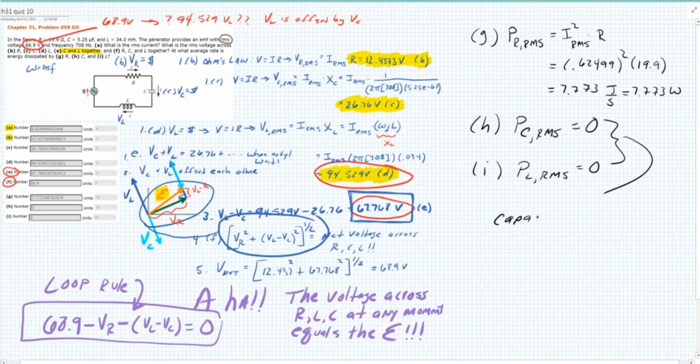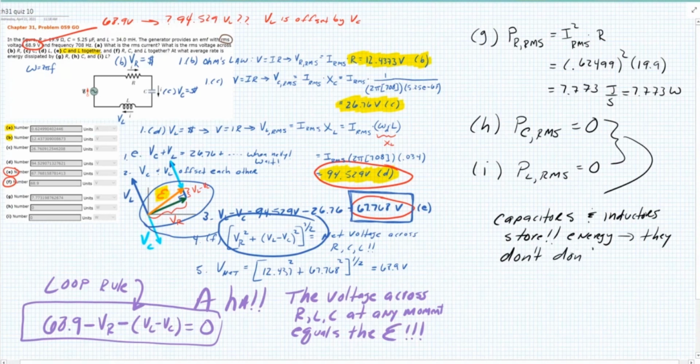Capacitors and inductors store energy. They don't dissipate it. We like them because they're energy storage devices on top of other applications. Capacitors and inductors store energy. They don't dissipate energy, whereas a resistor does.